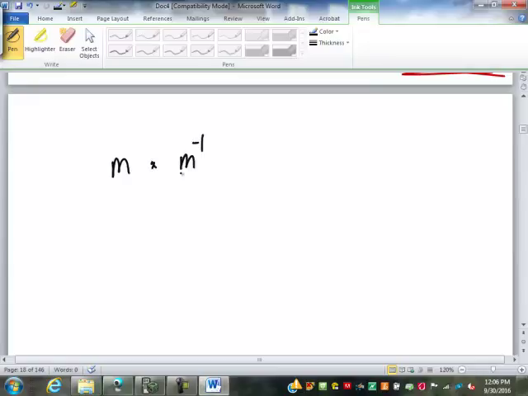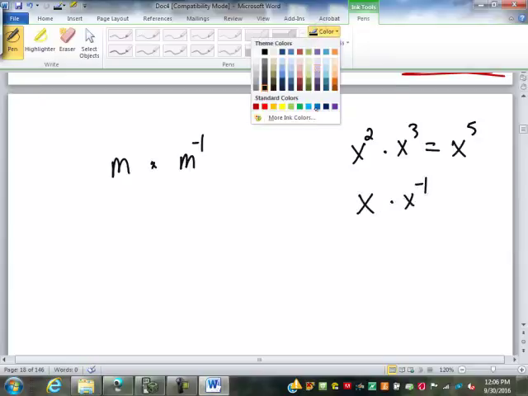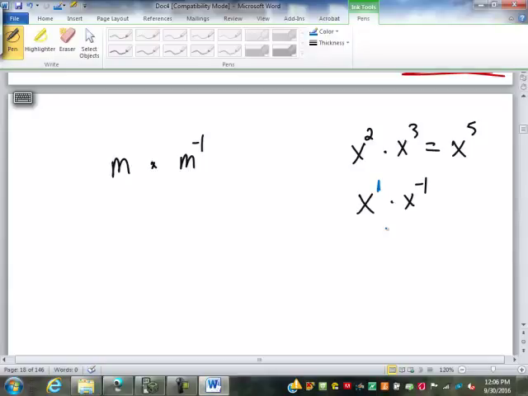Well, if you recall, back when we did our variables, if I had x squared times x to the third, what did I do with those powers? It's x to the fifth. I add the powers, 2 plus 3. So I have x times x to the negative 1. This is a power of 1, right? What's 1 plus negative 1? 0. I'd get x to the 0. What is x to the 0? 1. Yeah. Anything to the power of 0 is 1.